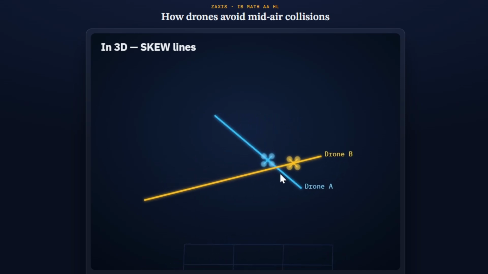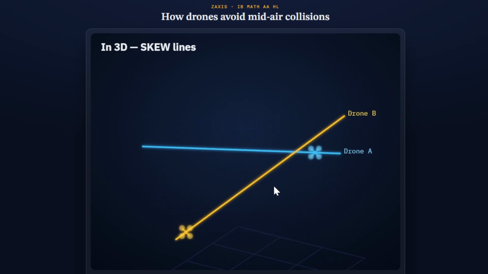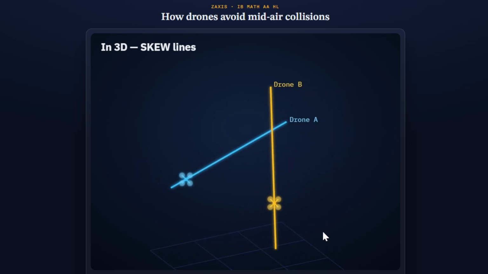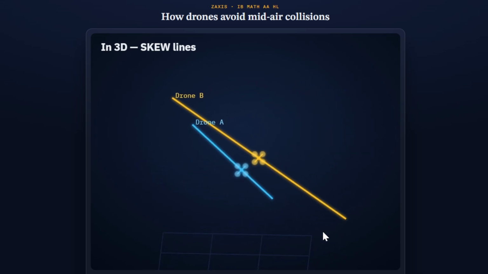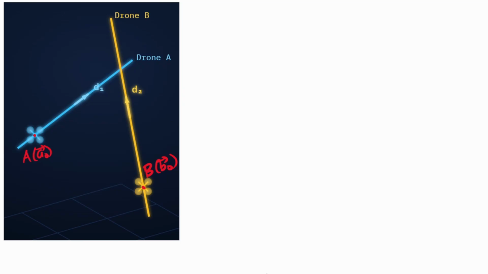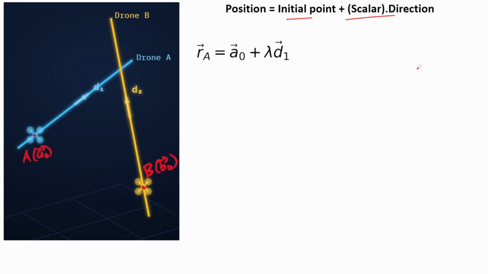Now, if the paths or routes of the drones are not intersecting, then let us try to figure out how close these drones come. Let us quickly calculate the shortest distance between the two drones. For that, we'll first write the position vector of both drones. As we know, position can be written as initial point plus scalar times the direction along which that particular drone is moving. We are denoting the position vector of drone A using RA.